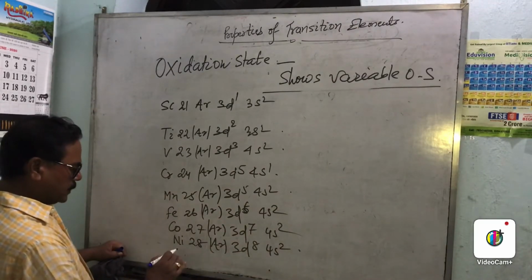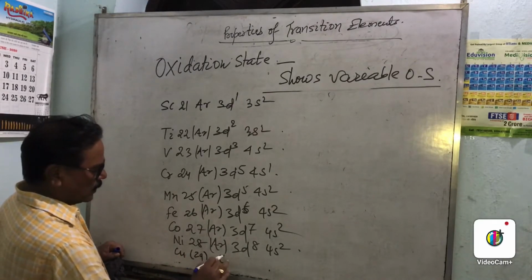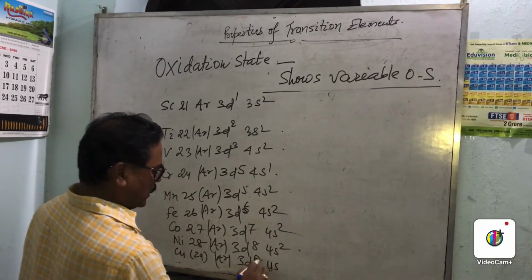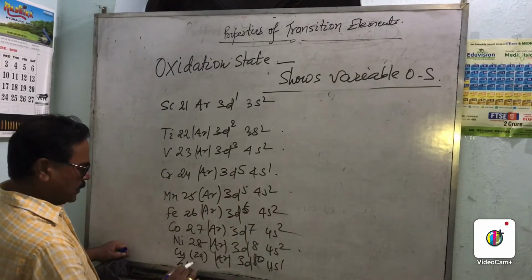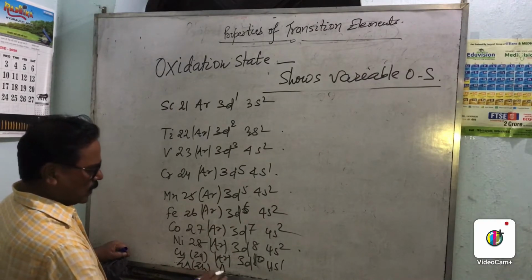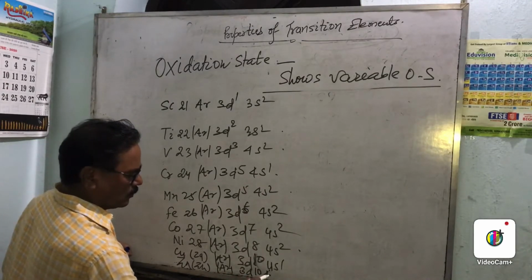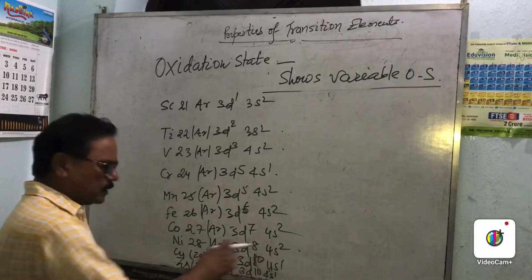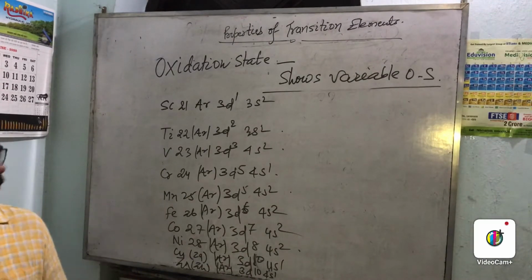Now this is copper, 29, argon 3d10 4s1, and this is zinc, that is Zn, argon 3d10 4s2. So the number of unpaired electrons that take part is the oxidation state, or in the bond formation.